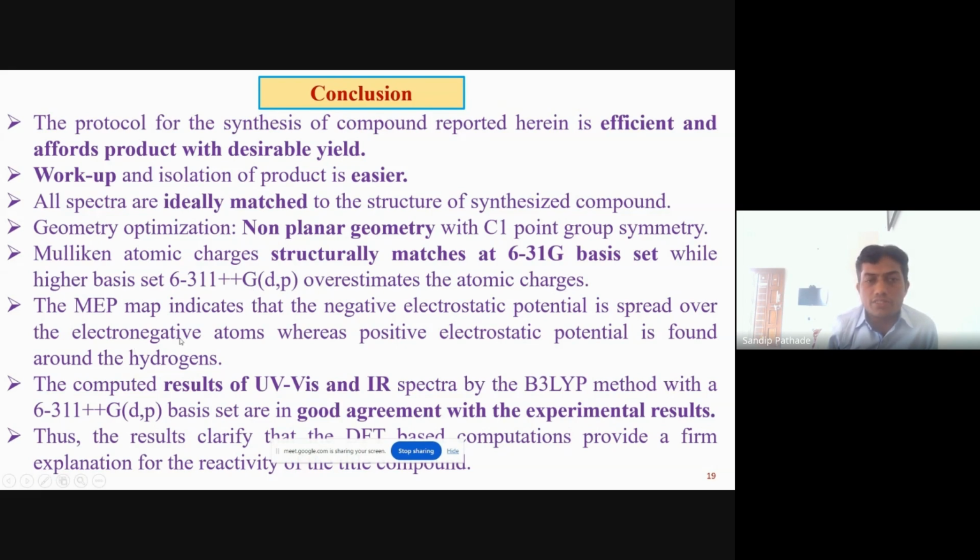The MEP map indicates that the negative electrostatic potential is spread over the electronegative atoms, while the positive electrostatic potential is found around the hydrogens. And when we compare the results of the UV-visible and IR spectra computed by the B3LYP method with the 6-31++G(d,p) basis set, they show good agreement with the experimental values. Therefore, these results clarify that DFT-based computations provide a firm explanation for the reactivity of the title compound.